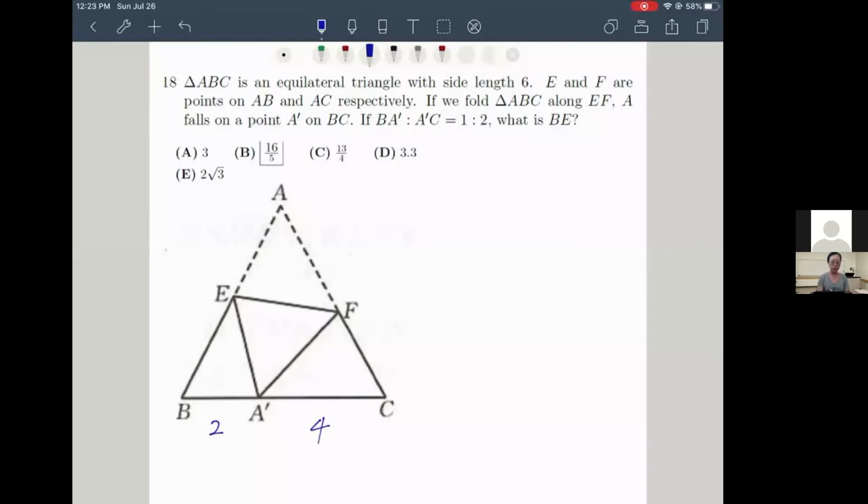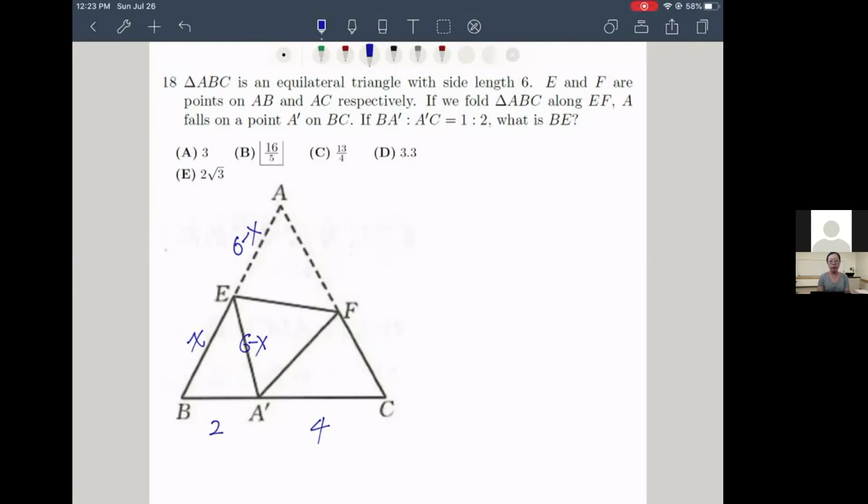We don't know it. Let's just put it X. And the total of AB is 6, so AE is 6 minus X. Because we fold A and let A fall on A prime, which means that AE and A prime E should be the same. So this should also be 6 minus X.